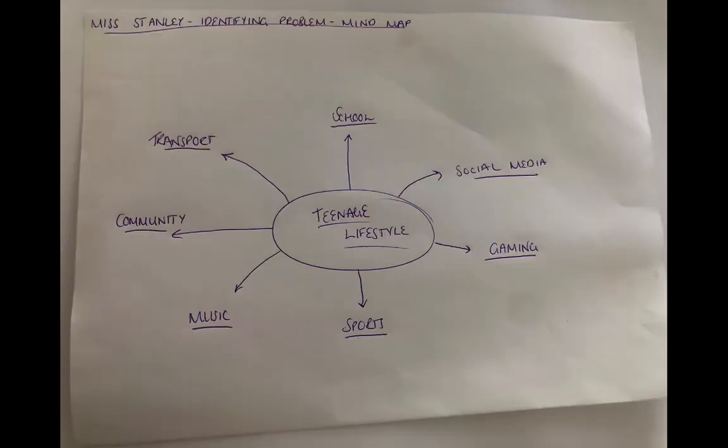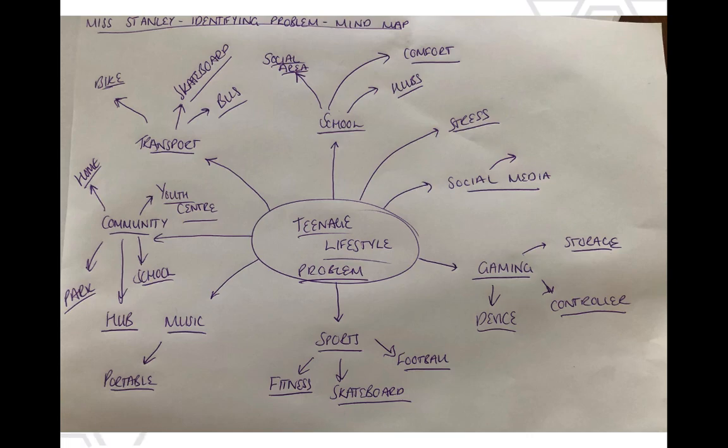So for your second mind map, I just selected 7 points from my original mind map, which is what you guys would have completed 2 weeks ago. So I just got the 7 points: transport, community, music, sports, gaming, social media and school. From that, I added some little subheadings. So for example, what are the different types of transport? You will have already done this, but much more detailed in your first mind map.